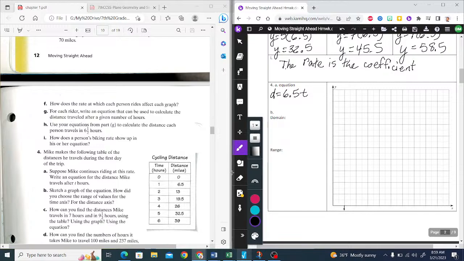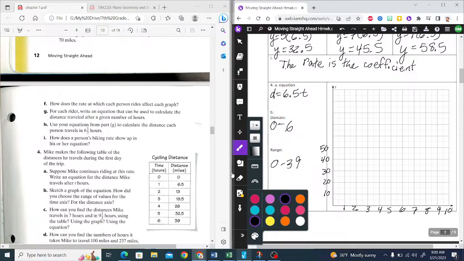Sketch a graph. So 1, 2, 3, 4, 5, 6, 7, 8, 9, 10. And then I can see that my domain just right now is 0 to 6. My range, 0 to 39. I don't see a good reason to not just go by tens. So 10, 20, 30, 40, 50. I only need to go up to 39, but I'm just going to go by 10 still.